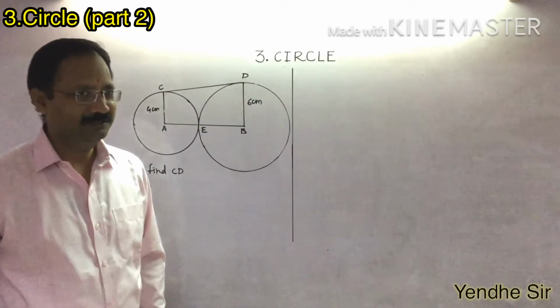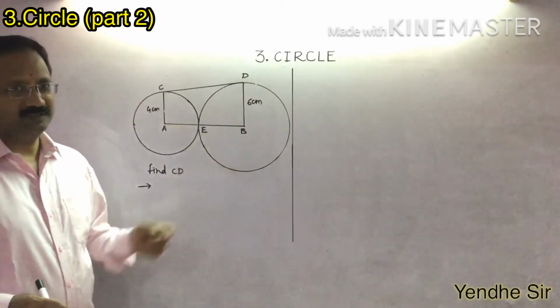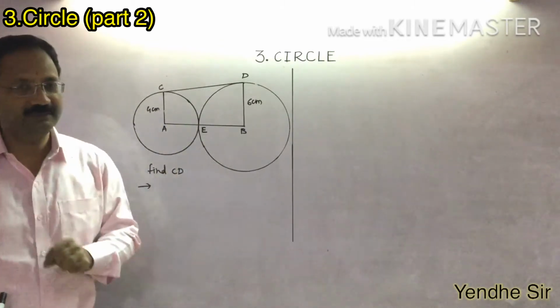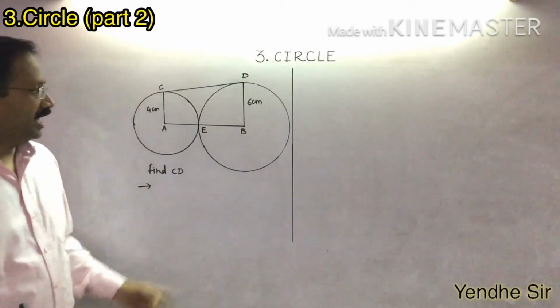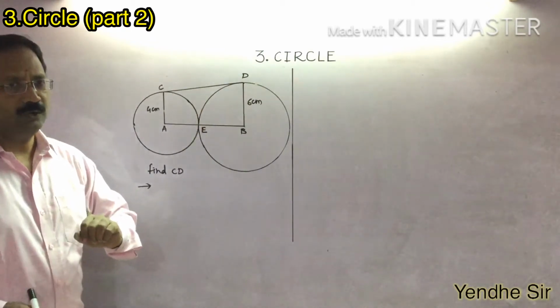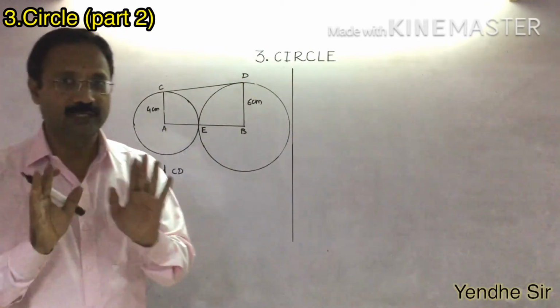Let's start with the different sum. Here again the two circles are given, but the first circle radius is given 4 cm and the second one is given 6 cm. And you have to find out the length of CD. Okay, so I don't know how to solve this sum. I'm going to tell you clearly.